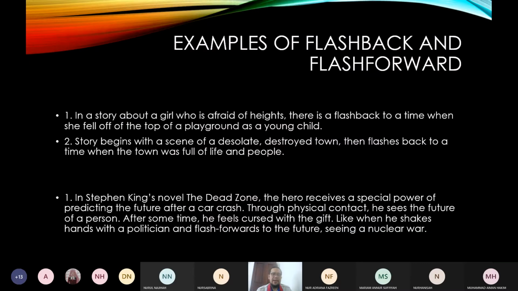Okay, this adalah contoh flashback and flash forward dalam short story. Okay, cuba you baca yang nombor 1, nombor 2. You rasa flashback ke flash forward? What do you think? Number 1 and number 2.